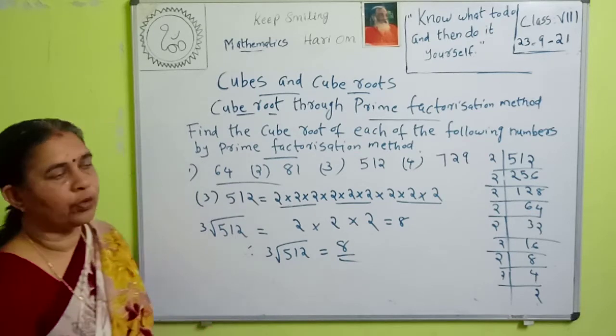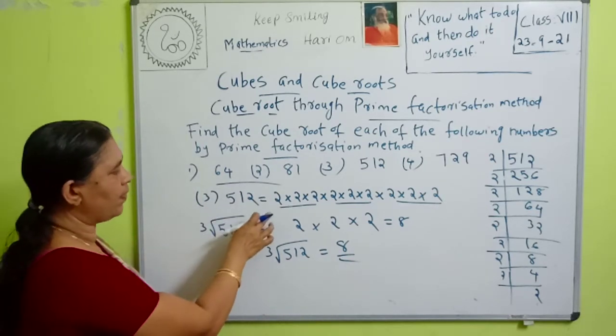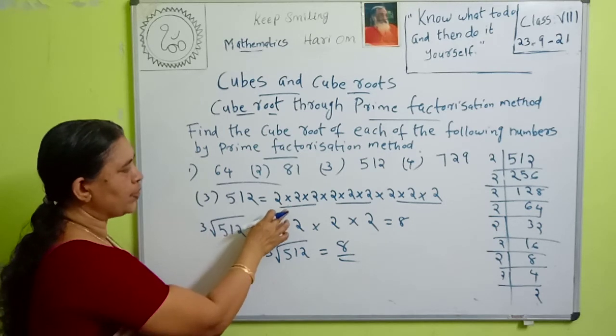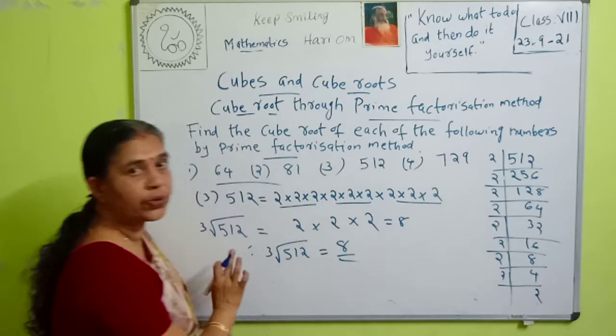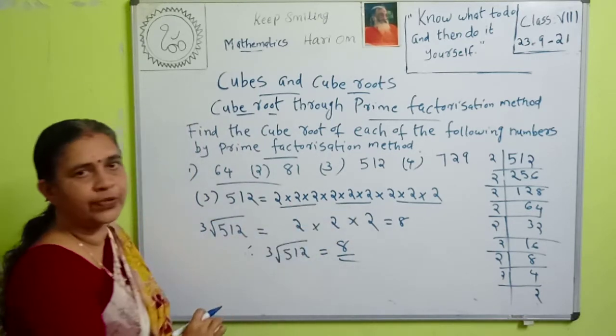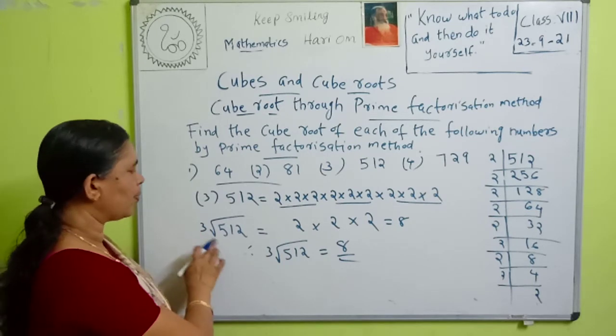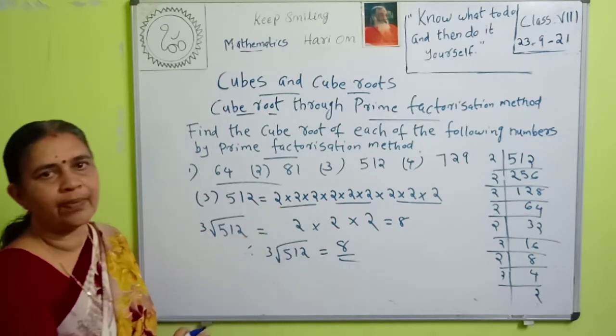So, to find the cube root of 512, first we factorize 512. 512 is equal to 2 into 2 into 2 into 2 into 2 into 2 into 2 into 2 into 2. Then we group them into triplets. 3 triplets of 2 are here. Then what is the cube root of 512? We take 1 from each triplet and find the product.